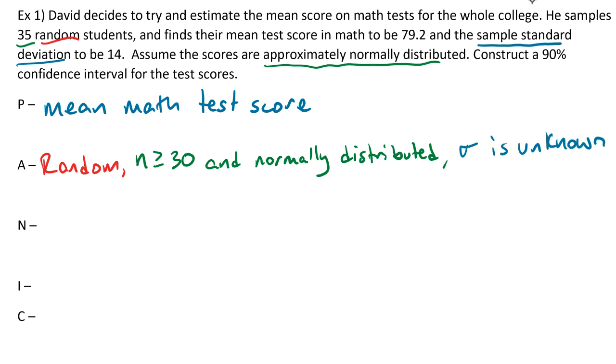So for the name of the test that we're going to use, it's the t-test. And that's all because of this right here. We don't have a population standard deviation, so we use the t-test instead of the z-test. All right, so for the interval, let's go ahead and head over to Excel.